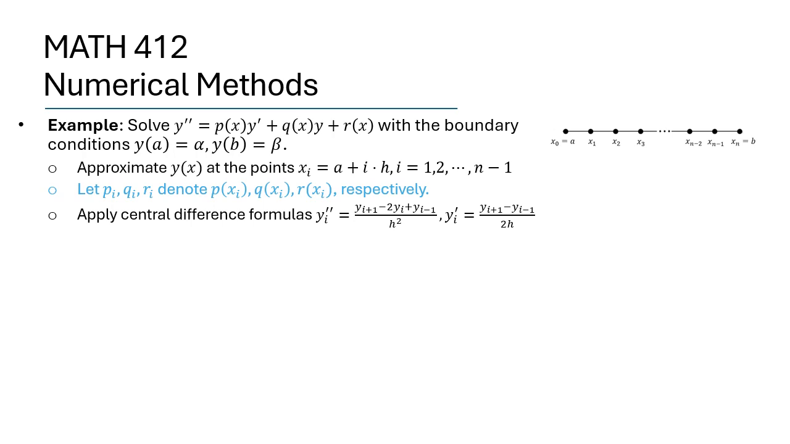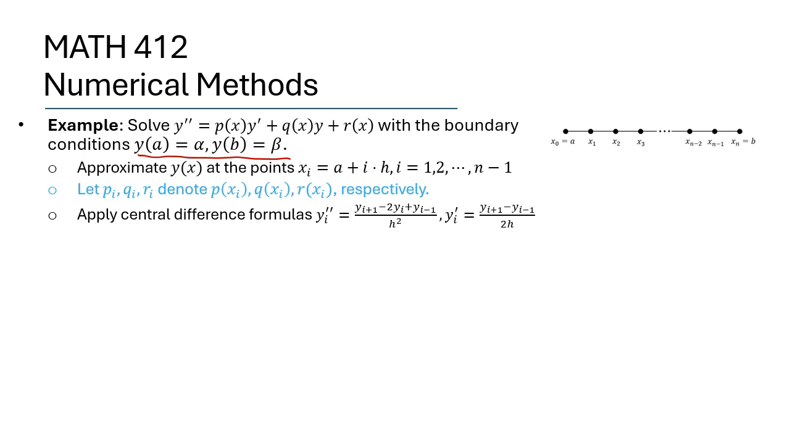discretize the problem. Given that we will have n subintervals, we have those points equally spaced. x0 is the left endpoint, x sub n is b, the right endpoint. We have x1, x2, x3, those points. The boundary conditions are still Dirichlet boundary conditions, so we don't need to find the y value at the two endpoints because they're given. So we focus on the interior points.